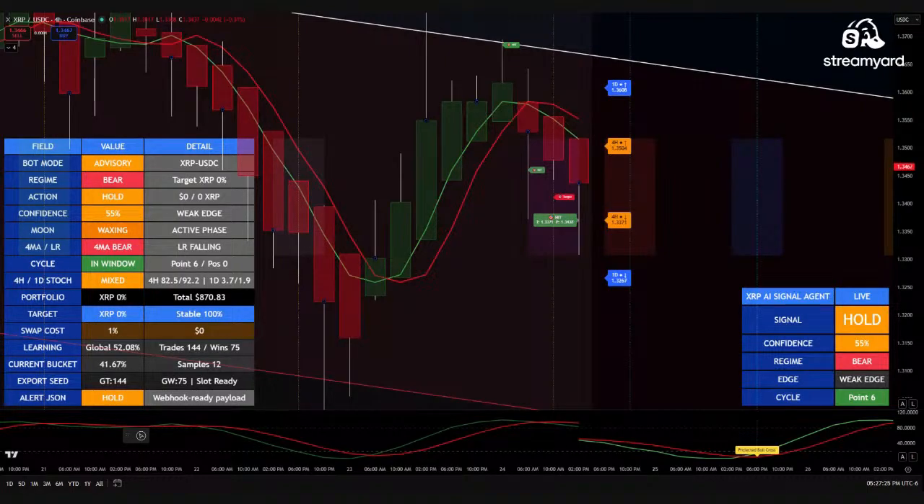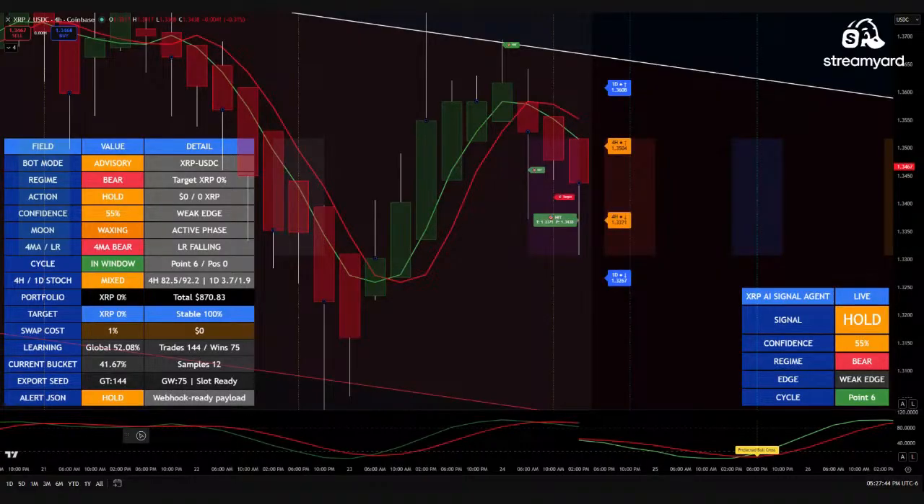The most important section of this stream is the table. Watch the following fields. Signal: this displays the current position state. Confidence: this displays the current probability score generated by the system. Regime: this identifies the active market environment. Edge: this estimates the quality of the current setup.